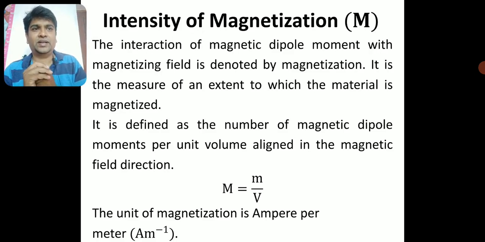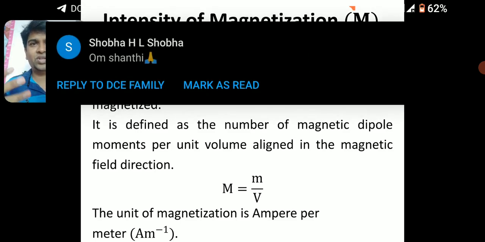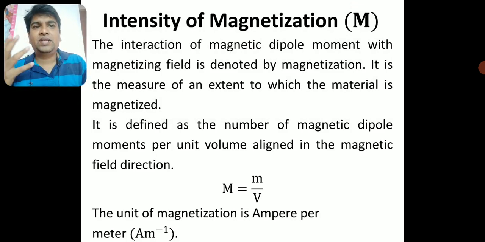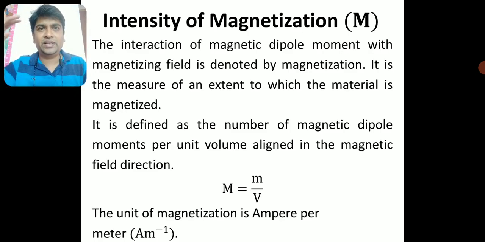The definition is this: the intensity of magnetization is a measure of the extent to which a material is magnetized. So I am going to magnetize a material. To what extent am I magnetizing it? If I magnetize a material to a greater extent, the intensity of magnetization will be more.